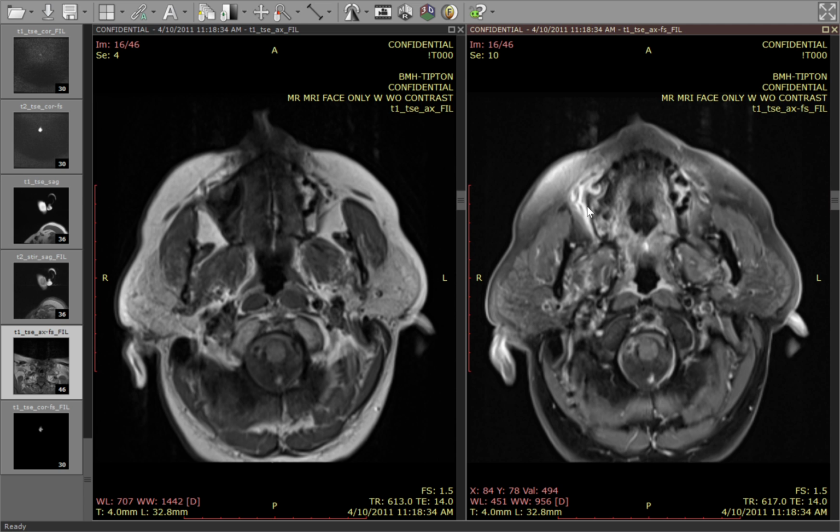soft tissue enhancement. So this patient had an odontogenic infection with periapical periodontitis and overlying cellulitis. This is all from dental decay.